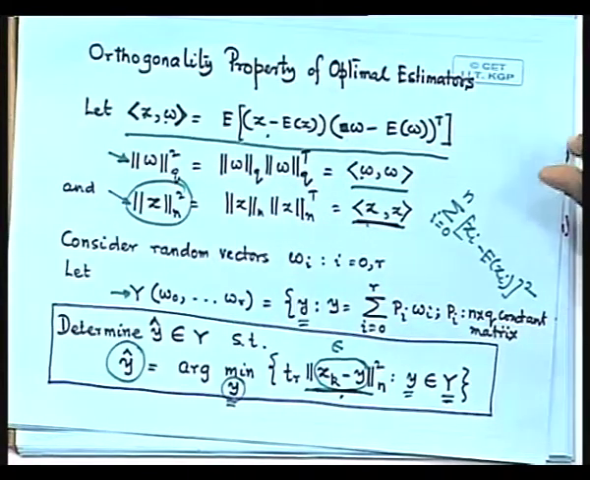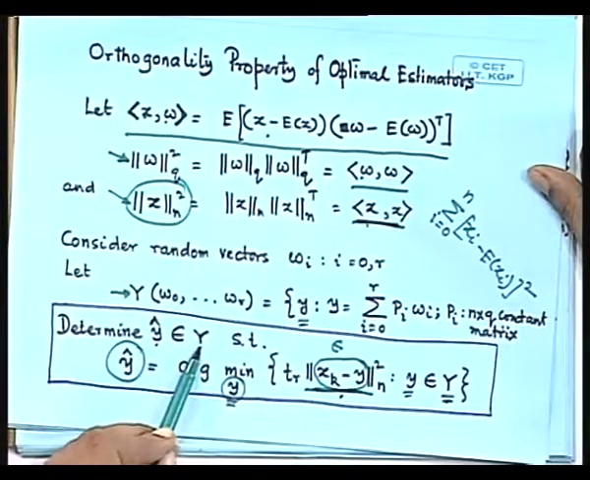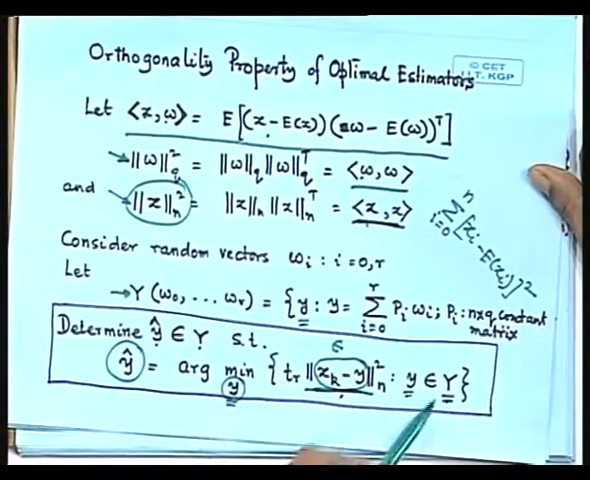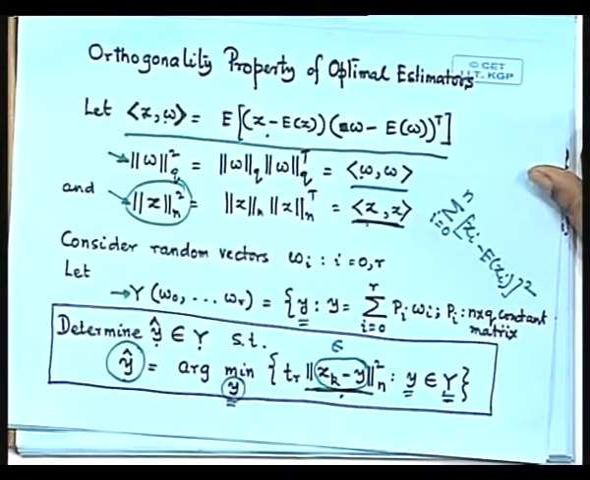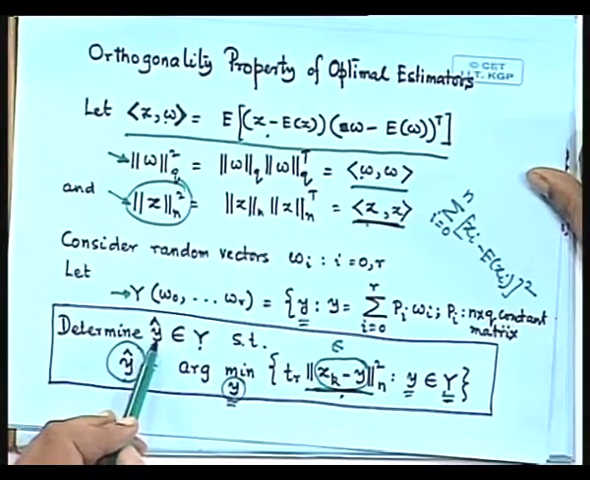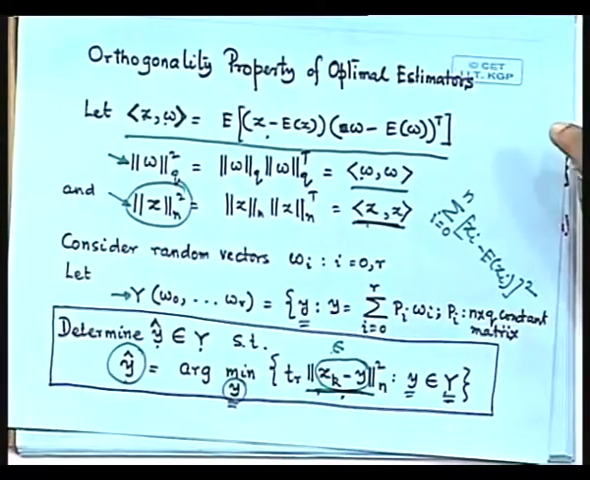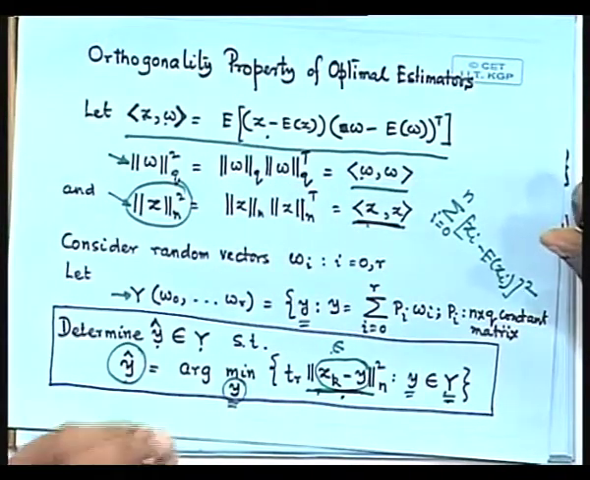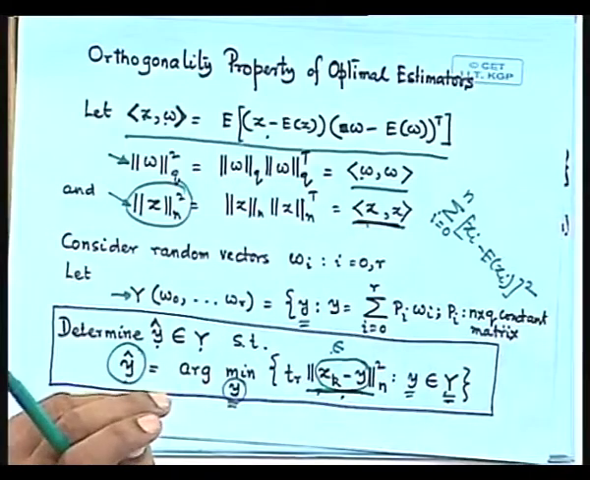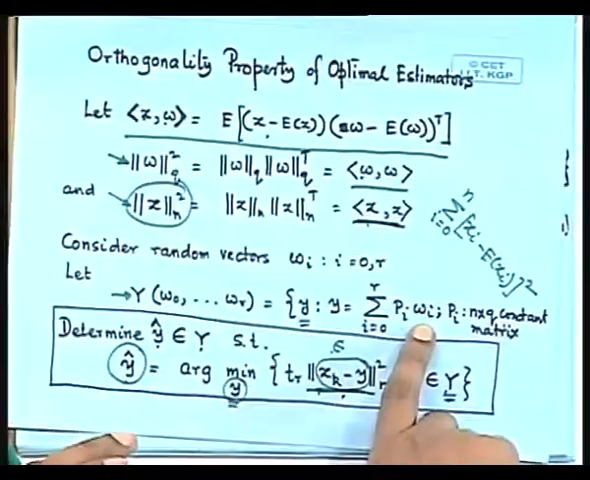So the minimum variance estimation problem says: determine such a y hat belonging to y, obviously, because each of these are generated from this. So obviously the minimizing solution will also be from this. So find that linear estimate which minimizes the sum of variance of the error squares. That is a minimum variance estimate which has been calculated using linear transformations and using all the vectors wi.